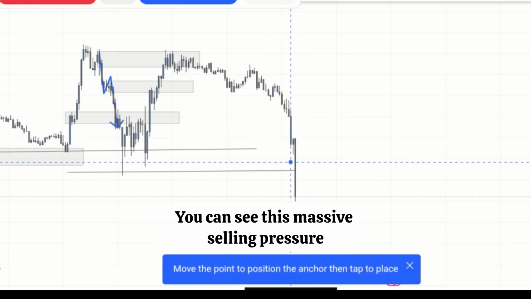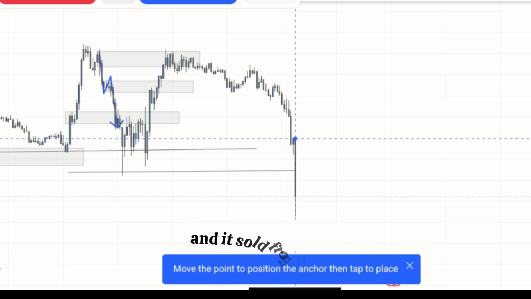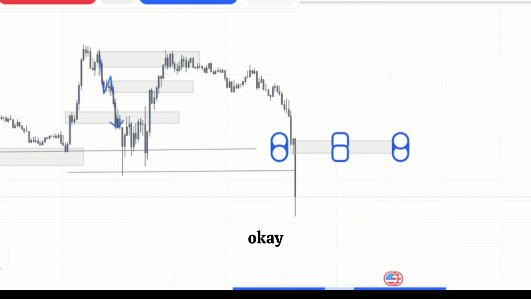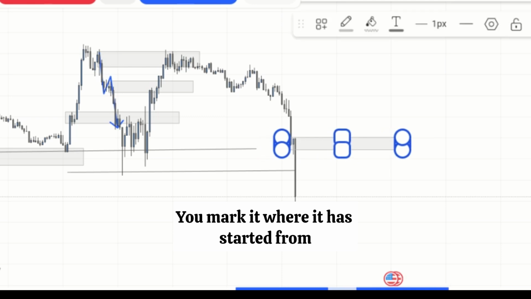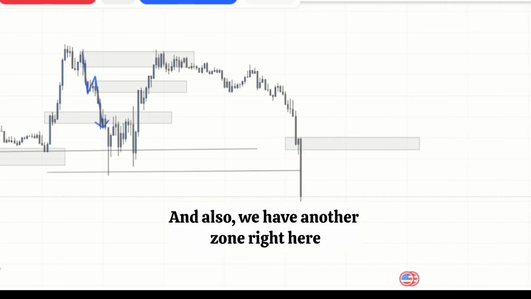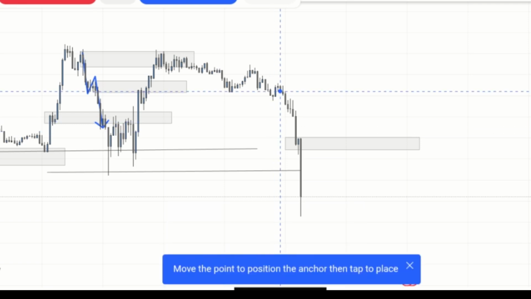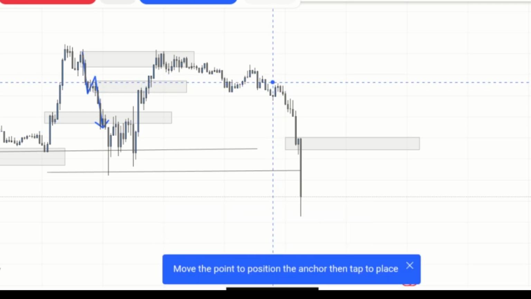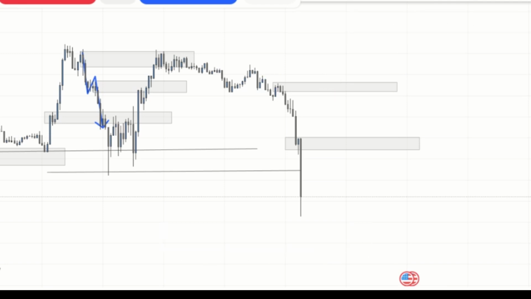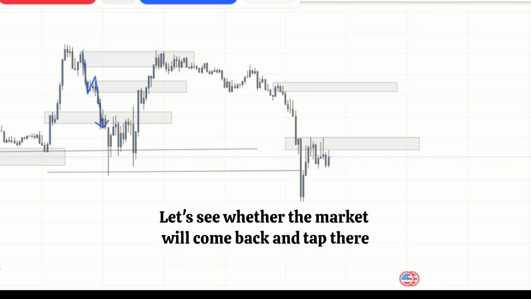You can see this massive selling pressure, and it sold from here. The massive selling pressure started from there. You mark where it has started from. And also we have another zone right here. There was a massive selling pressure right there, and it made that supply zone. Let's see whether the market will come back and tap there.